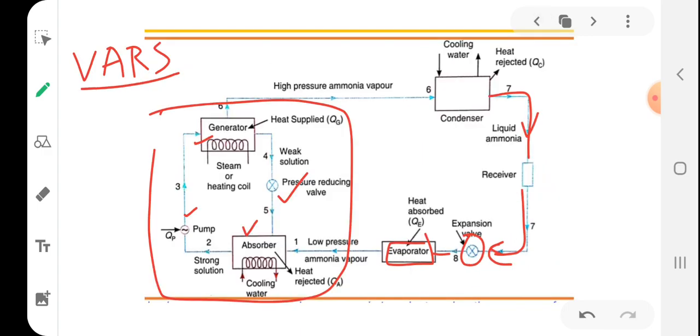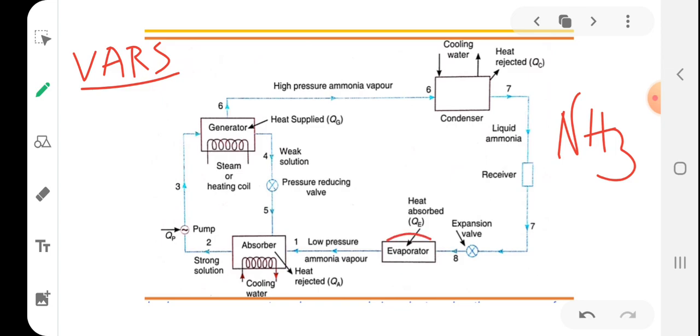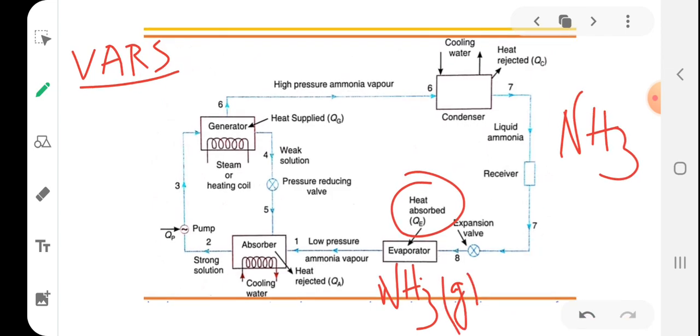So what is the working of this particular system? In this system we are using ammonia as the refrigerant. So ammonia will absorb heat from the space to be refrigerated in the evaporator. So what happens to the ammonia? Ammonia forms vapor, gaseous form, right? This gaseous ammonia, low pressure ammonia vapor, will move to the absorber, right?